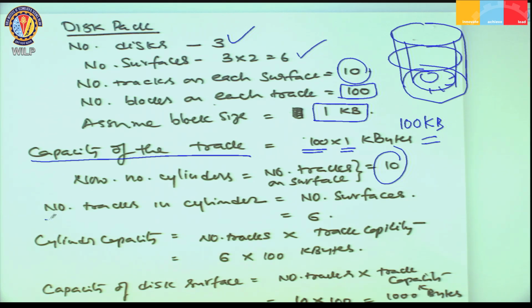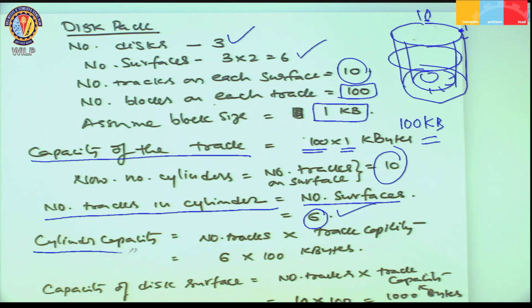Now, the number of tracks in each cylinder is equal to the number of surfaces. If you look at the first cylinder, the track number is equal to 10 on each surface. That is why it is track number 10 on disk surface 1, track number 10 on disk surface 2, and so on and so forth. How many surfaces do I have in this disk pack? I have 6 surfaces. So, the number of tracks for each cylinder is 6.